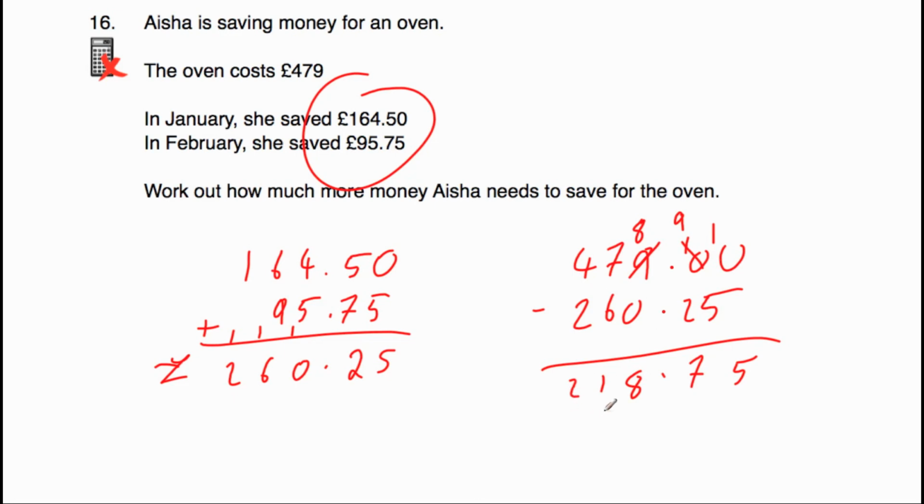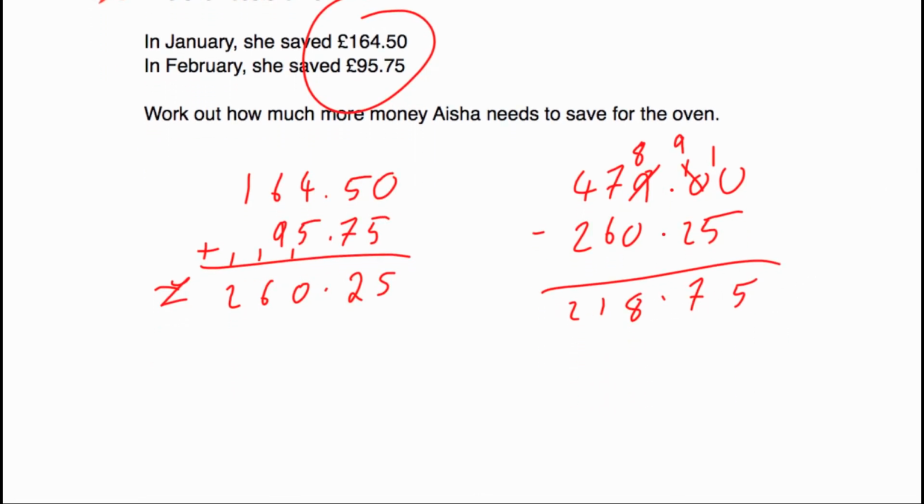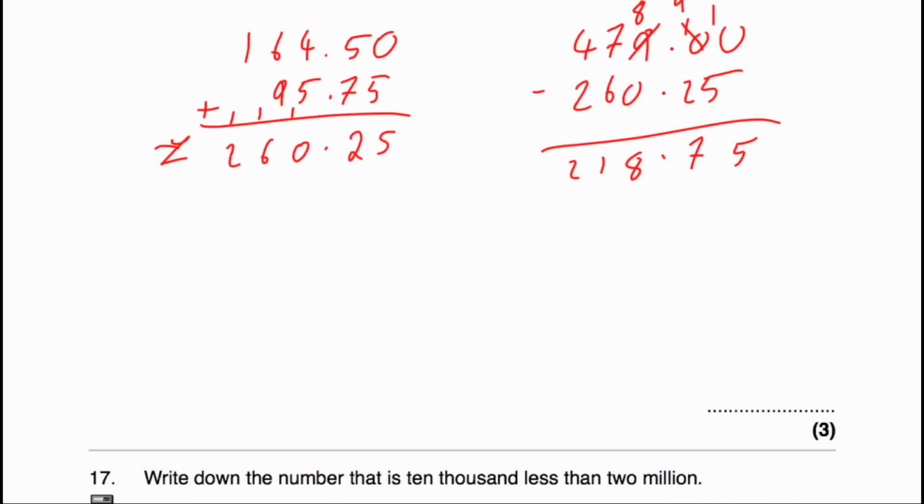So the answer would be £218 and 75 pence. So that's how much more money Aisha needs to save for her oven. Okay, let's have a look at our next question.